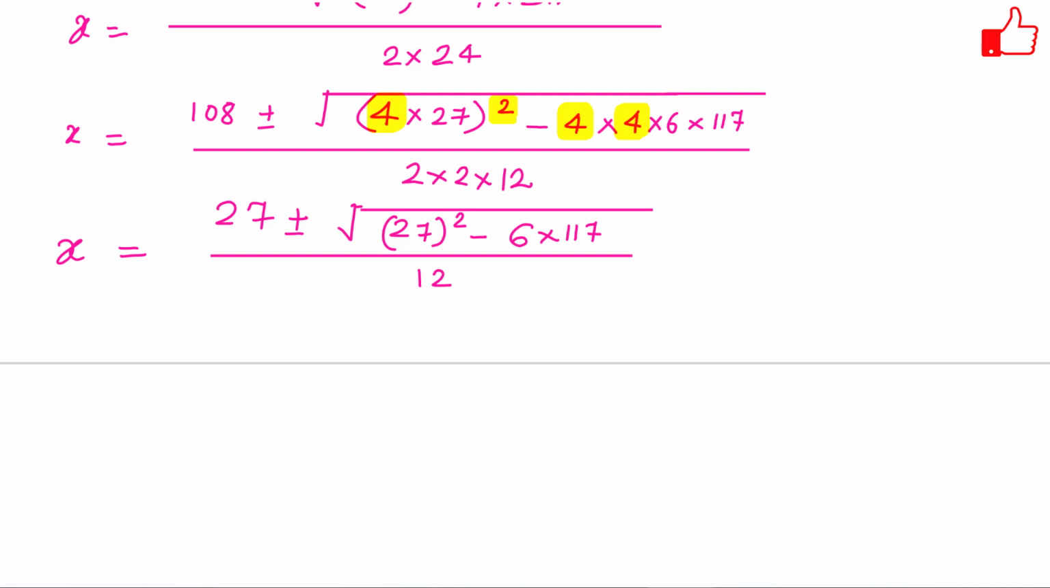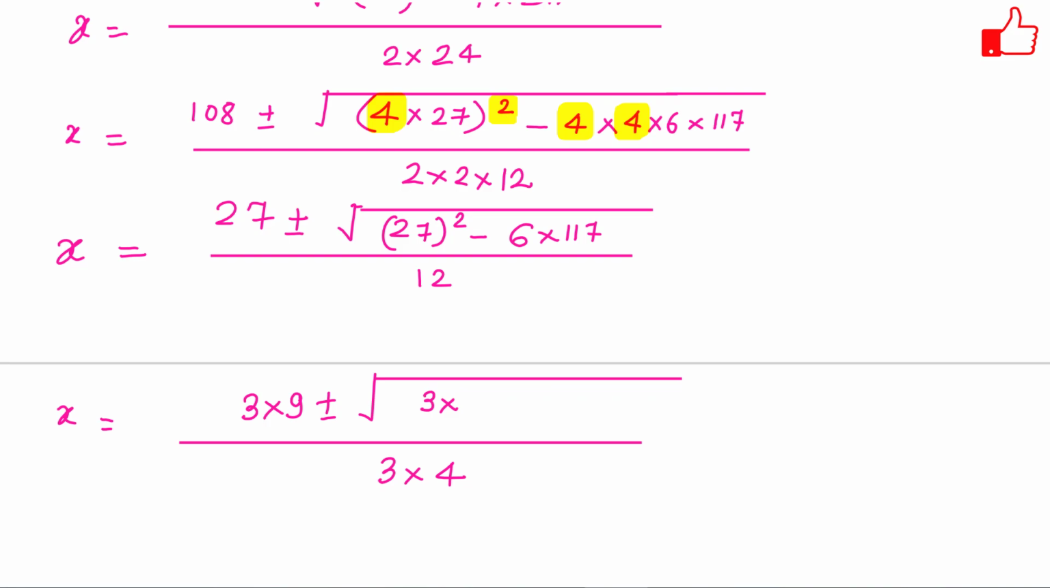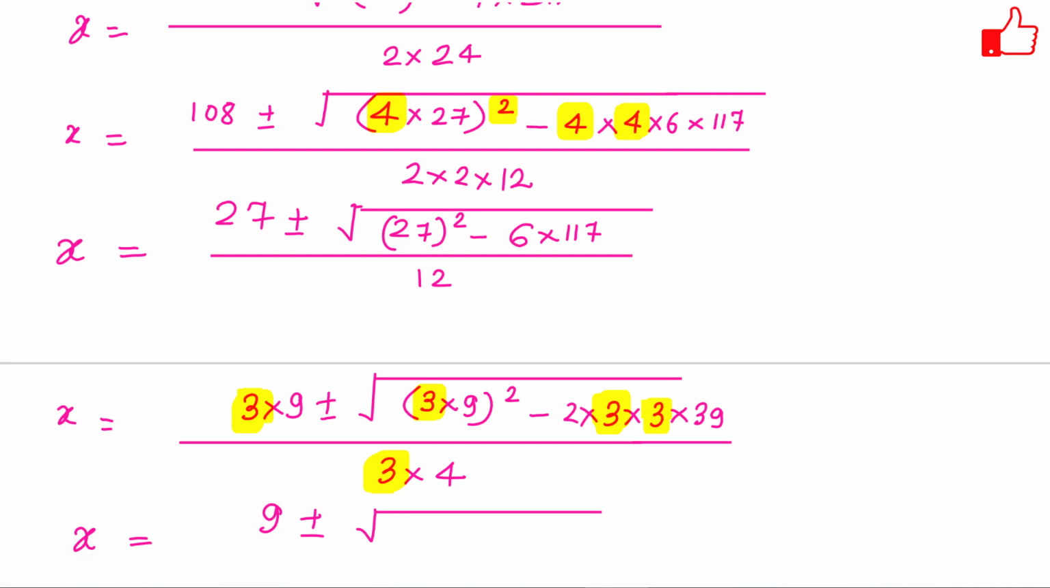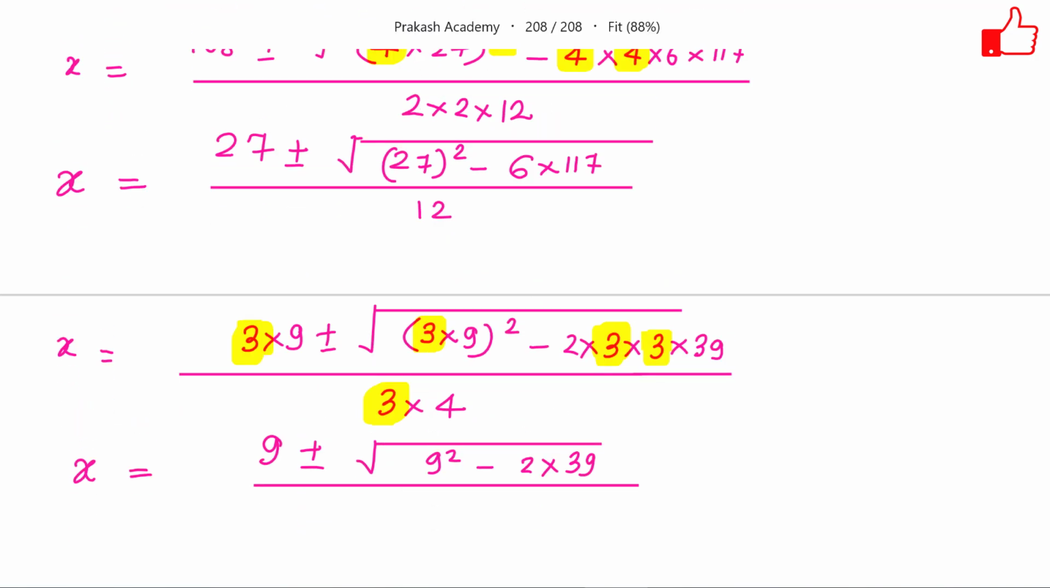I can also cancel 3 because now you have here 12, I can write 3 into 4, 27 I can write 3 into 9, and plus minus 27 is nothing but 3 into 9 whole square and minus 6, which you can write 2 into 3, and 117 you can write 39 into 3. So, now you can cancel 3. So, what is left? You are left with 9 plus minus square root of 9 square minus 2 times 39, and this divided by 12. No, not 12 because we have already cancelled 3. So, this divided by 4.